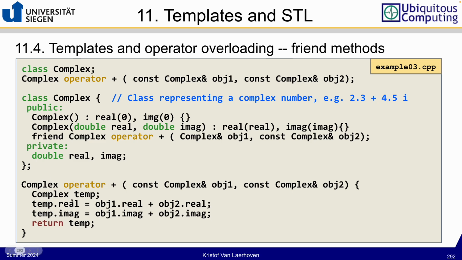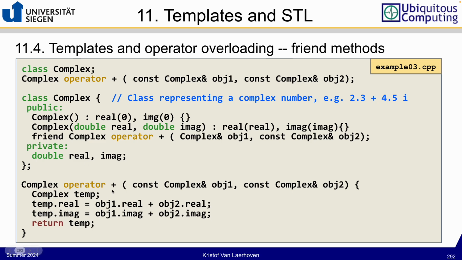And this is very similar to the last slide. You create a temporary complex number. It basically has a zero as a real and imaginary part. And then, as one tends to do for complex numbers, you add the real components and the imaginary ones. And then you return this. So that's how an operator will be completely redefined for a particular class as a friend function.